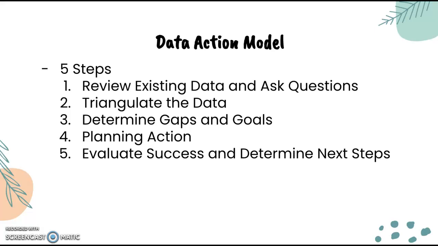The second step is to triangulate the data. So you're going to look at all of your data together. You're going to make some averages. You're going to look at those numbers and see what you can make of the data. See maybe if there's a specific group of students that are struggling on the same topic, or if there's a specific topic that's proving to be challenging for most kids or only some kids, things like that. Which brings us into our third step, which is where you determine gaps and goals.